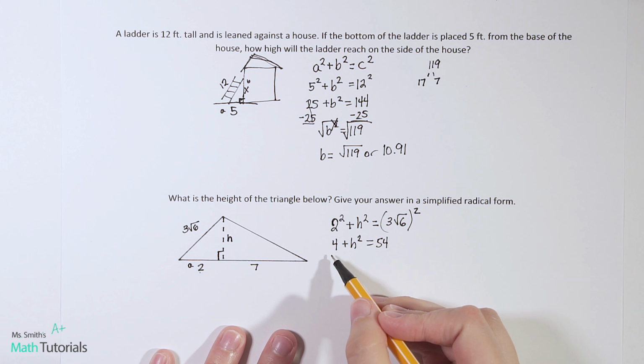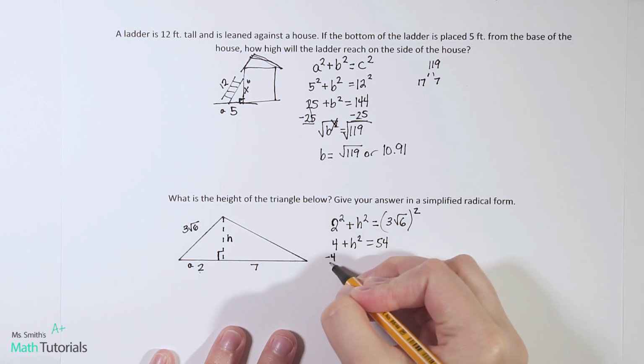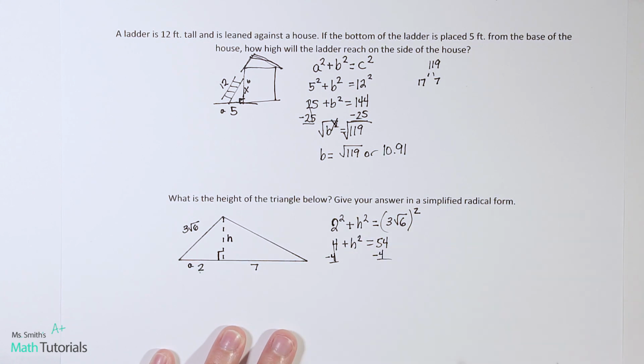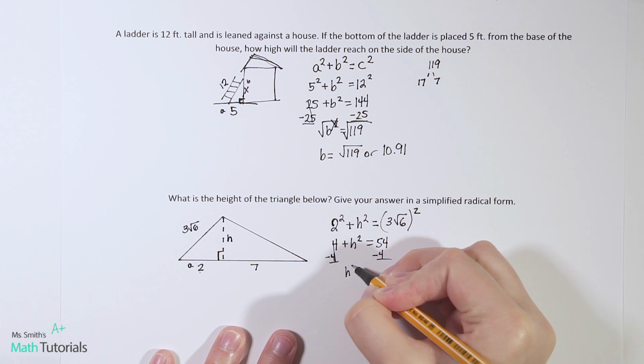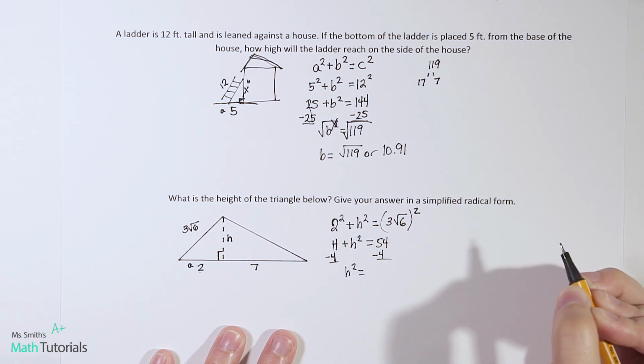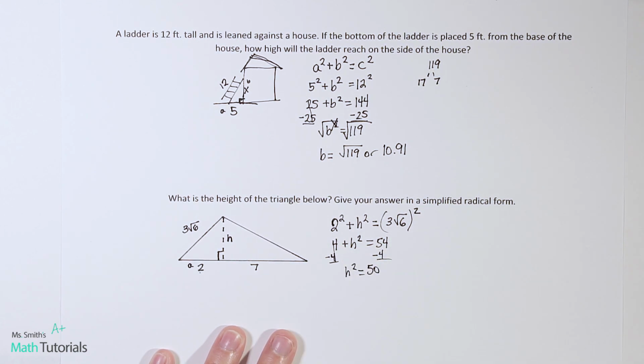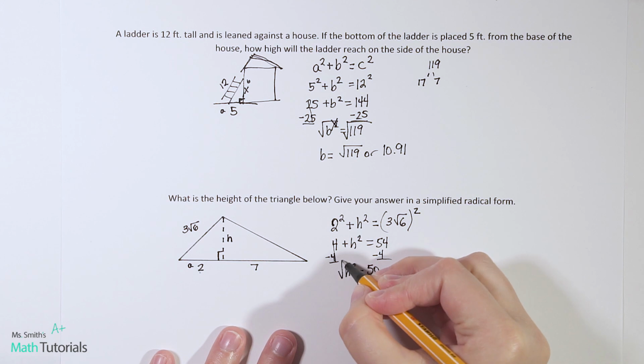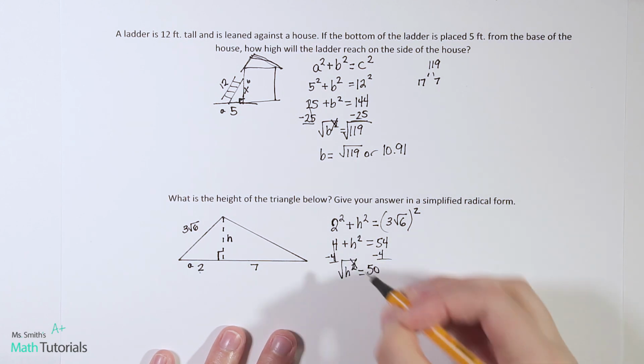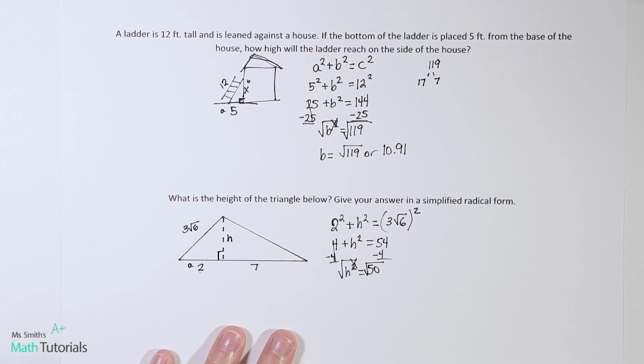Okay, so let's get our constants together. Subtract 4 from both sides. Now we have h squared equals 54 minus 4, which would be 50. So I know h squared, but that's not what I want to know. I want to know h. So I've got to take the square root to get rid of the little 2. And if I do that to one side, of course, I have to do it to the other.